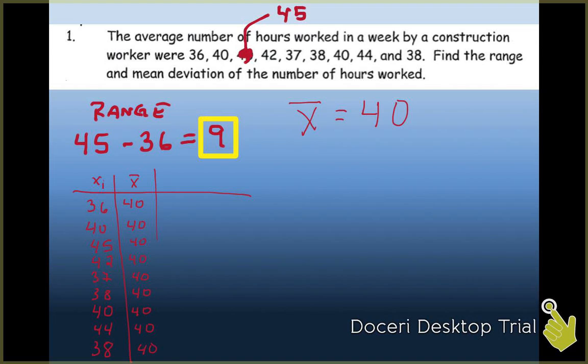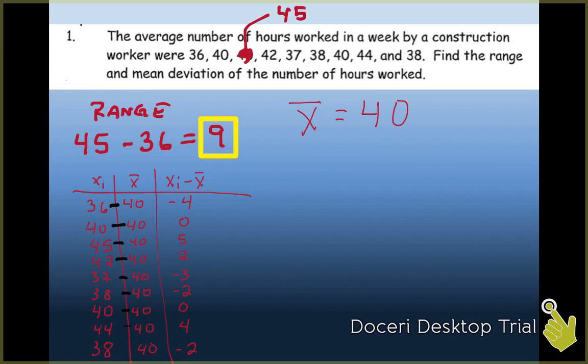And we're ready for our next column. This is going to be the first part of that formula. So each entry minus the average. So what you're really doing here is you're saying 36 minus 40, 40 minus 40, 45 minus 40. You're subtracting each one of these all the way down. So 36 minus 40, that's negative 4. Then we have 0, 5, 2, negative 3, negative 2, 0, 4, and negative 2.